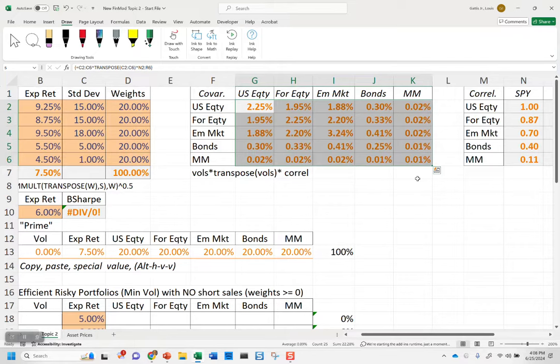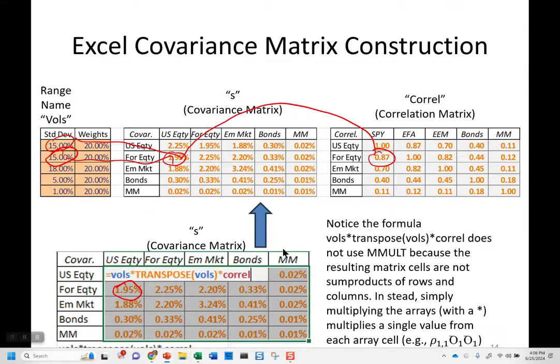If you make a mistake, sometimes you have to highlight the entire area, delete it, and then add the formula. Remember, when I entered that formula, I selected all the area first. I put in this formula, and then I hit Control-Shift-Enter, holding the Control, holding the Shift, and then hitting Enter. All right, so let's go back to what we're trying to do here.